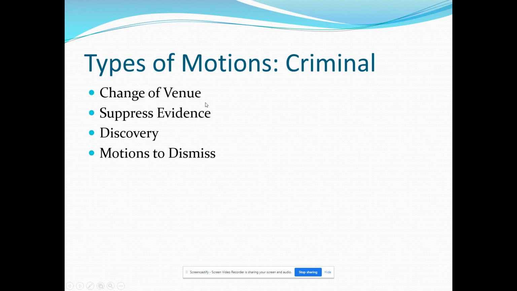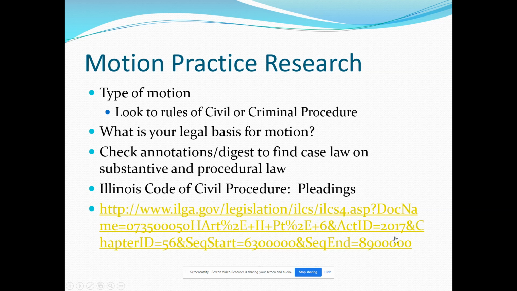In criminal cases, changes of venue are more common. Motions to suppress evidence and motions to dismiss are more common. Where you're doing your research, first thing, you have to have a basis for your motion. So depending on if it's a civil or a criminal case, you look to either the rules of criminal procedure or the rules of civil procedure. Make sure you have a basis in the rule for your motion. Okay, so you need a rule and then you need a legal basis as well. So is your legal basis statutory, or is it a common law basis for the motion?